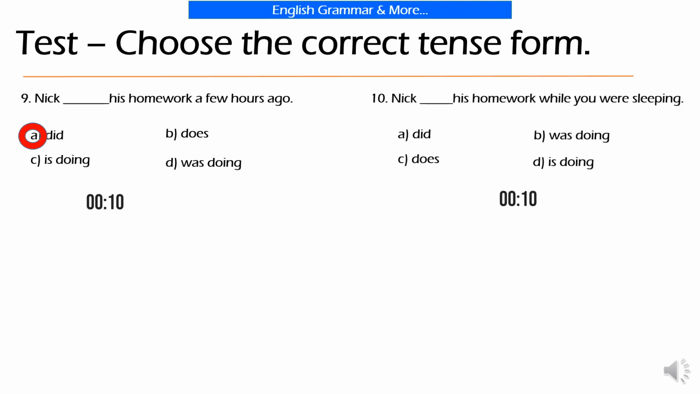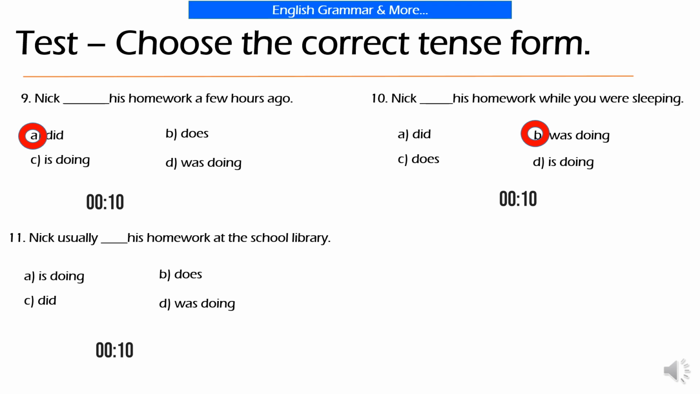Question 10. The correct answer is B. Nick was doing his homework while you were sleeping. Here we chose the past continuous tense form because in this sentence the word while followed by another action in the past indicates that Nick's action was also in the past and in a continuous mode.